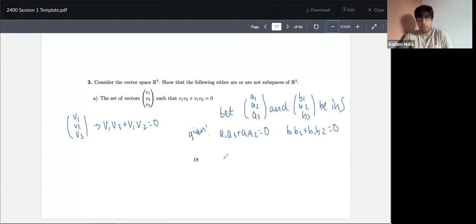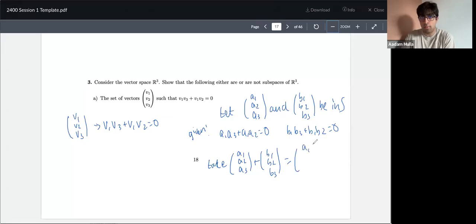Now let's construct the sum of them. So let's take A1, A2, A3 plus B1, B2, B3. We're going to check for closure under addition first. We get A1 plus B1, A2 plus B2, and A3 plus B3. Now the question is: is this in S? Yes or no? We can't tell by just looking at it.